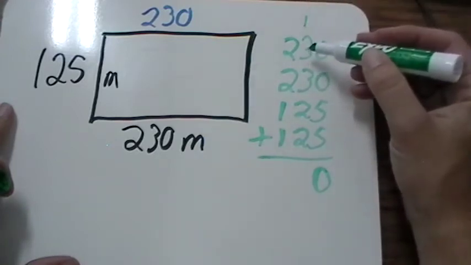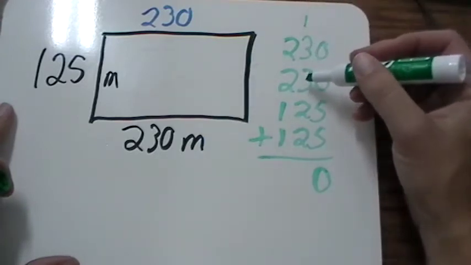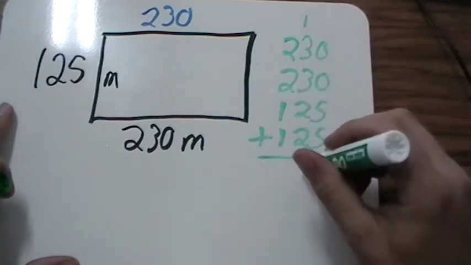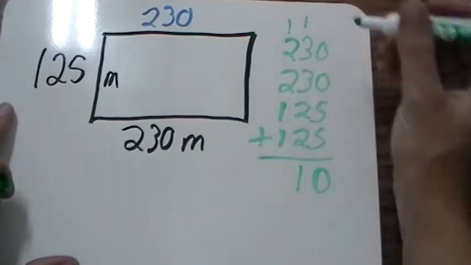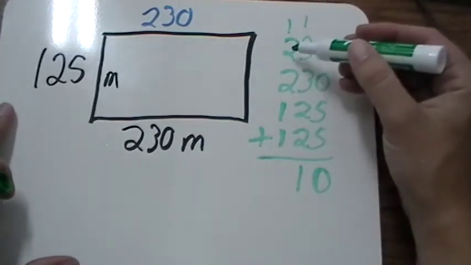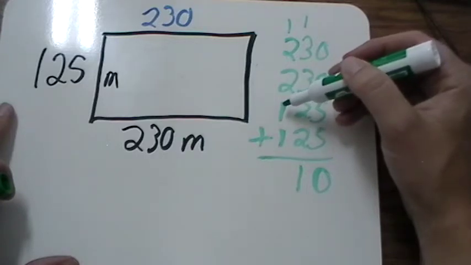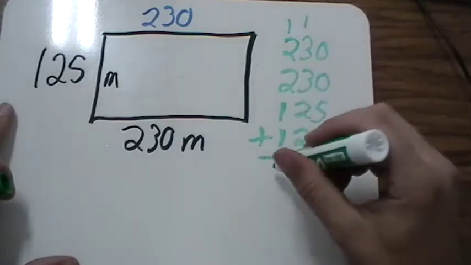1 plus 3 is 4. 4 plus 3 is 7. 7 plus 2 is 9. 9 plus 2 is 11. Carry the 1. 1 plus 2 is 3. 3 plus 2 is 5. 5 plus 1 is 6. 6 plus 1 is 7.